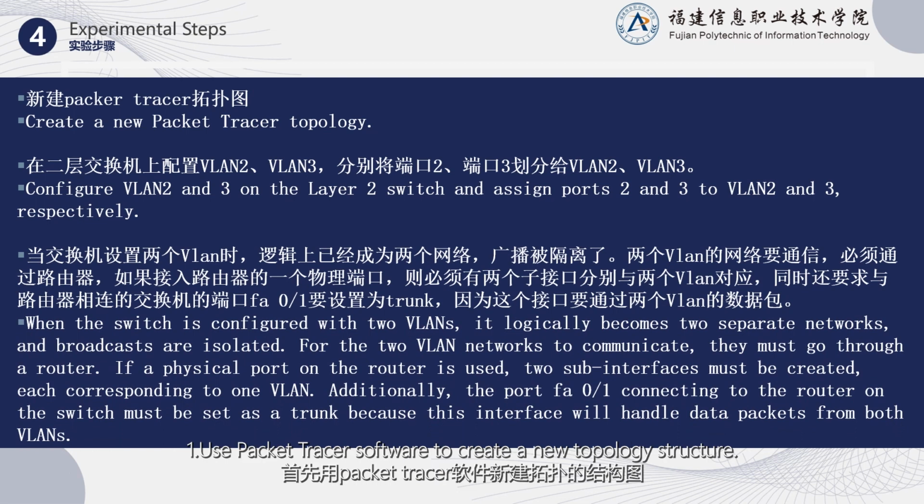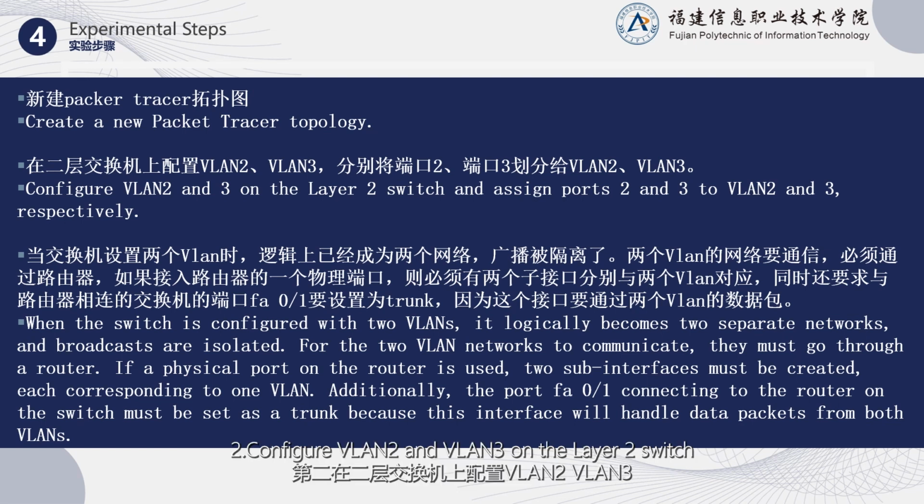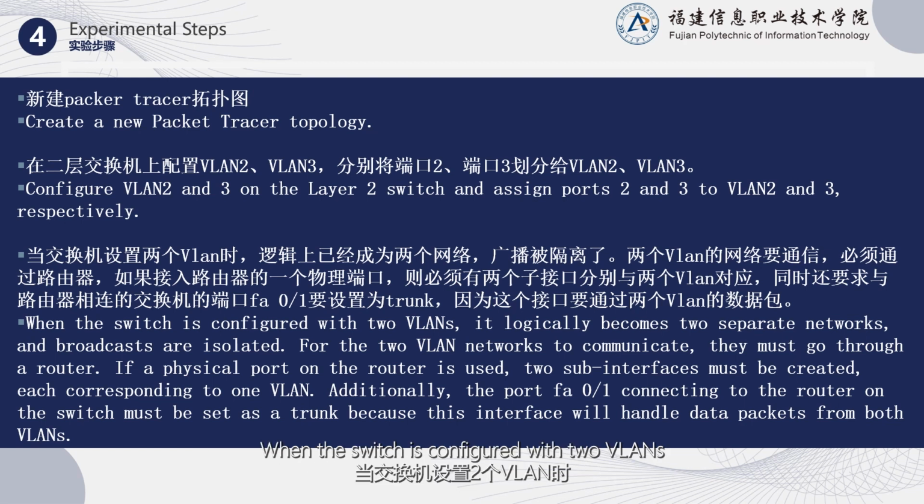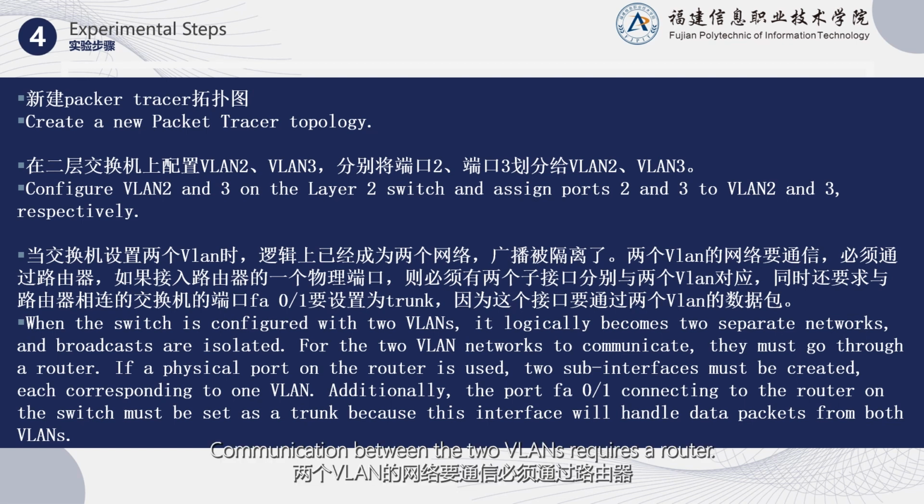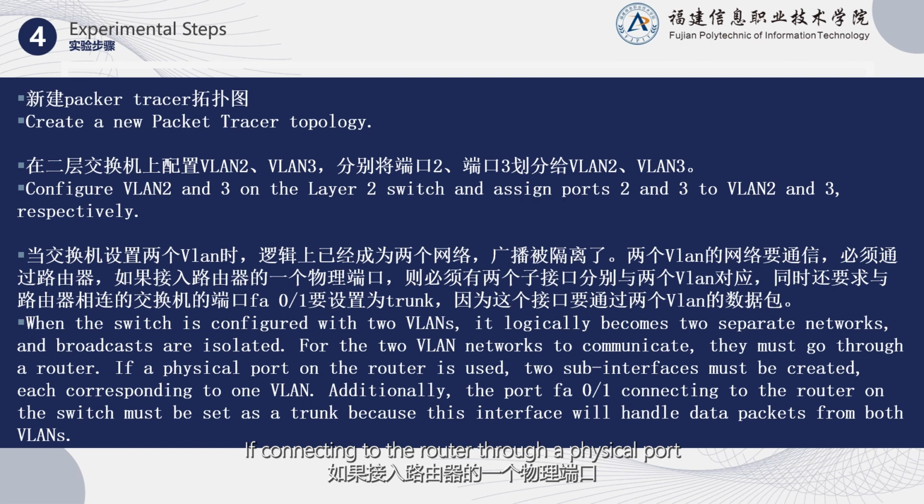1. Use Packet Tracer software to create a new topology structure. 2. Configure VLAN 2 and VLAN 3 on the Layer 2 switch, and assign ports 2 and 3 to VLAN 2 and VLAN 3, respectively. When the switch is configured with two VLANs, logically, it becomes two separate networks, and broadcasts are isolated. Communication between the two VLANs requires a router. If connecting to the router through a physical port, there must be two sub-interfaces, each corresponding to one VLAN.